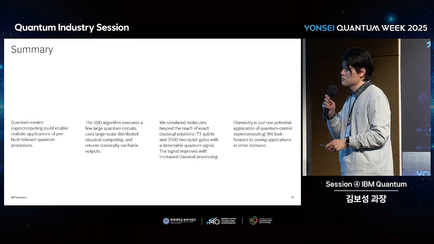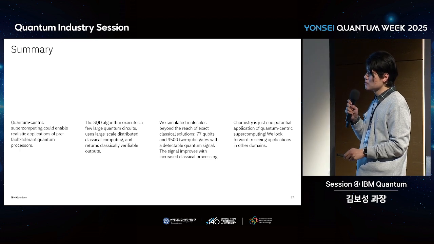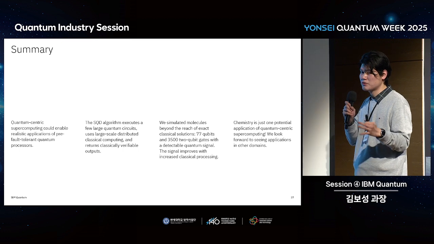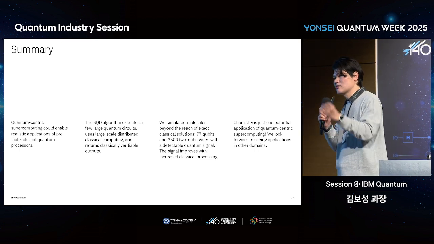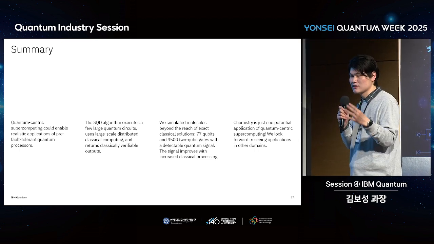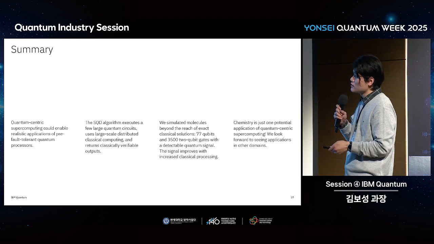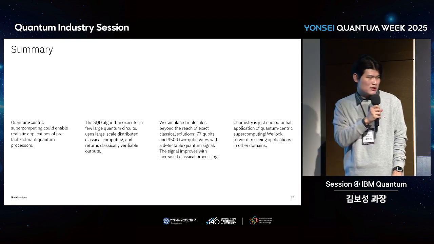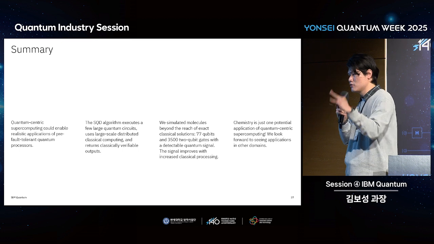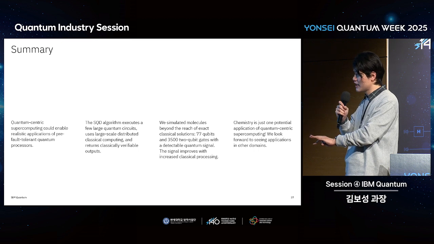And in summary, I'm pointing out these four points. First, quantum-centric supercomputing could enable realistic applications in pre-fault-tolerant quantum processors, which is great, and something different from our previous assumptions or common beliefs. And second, the SQD algorithm executes a few large quantum circuits using large-scale distributed quantum-classical computing. This is how we made this whole experiment work using both the quantum computer and the classical resources we have.